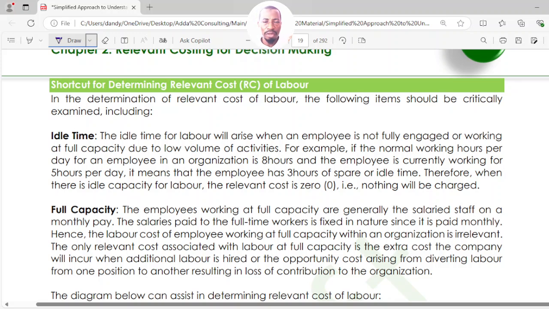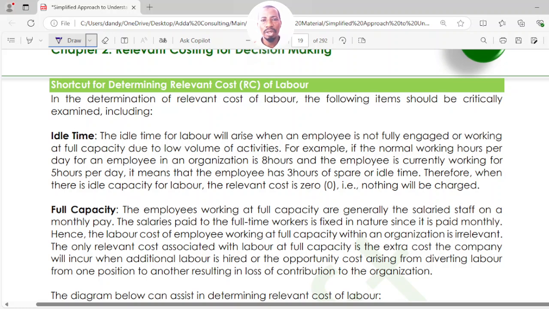So that amount of contribution loss is a relevant cost you must consider under full capacity. Remember, I mentioned two things under full capacity. Under full capacity, there are generally employees on a monthly salary. So the salary paid to workers on a monthly basis is a fixed cost, and is irrelevant when you want to determine relevant cost. However, under full capacity, two things can happen.